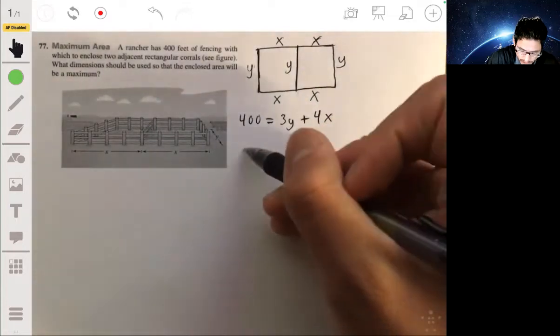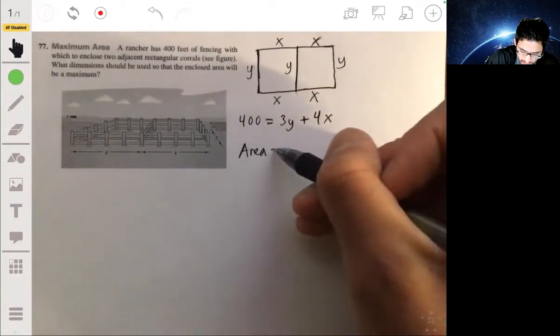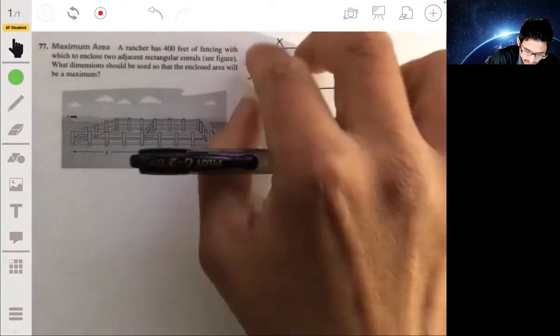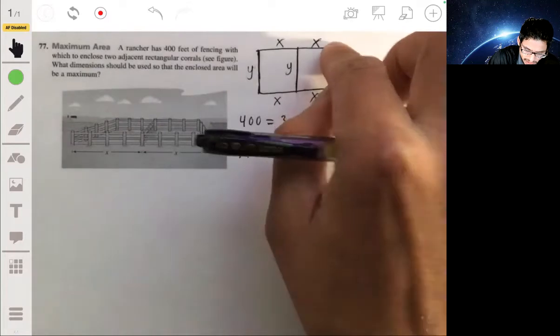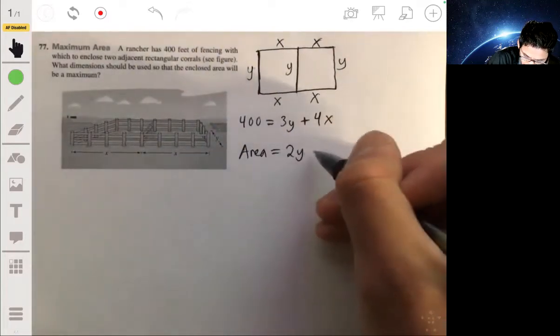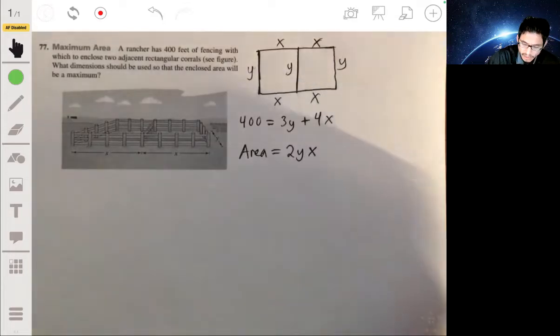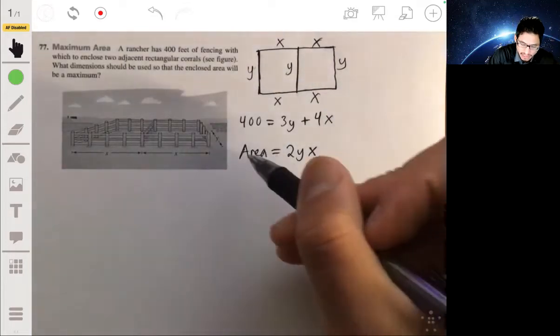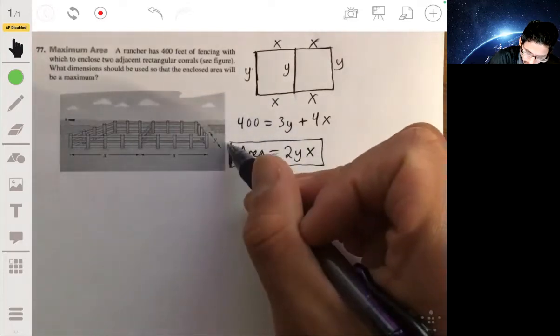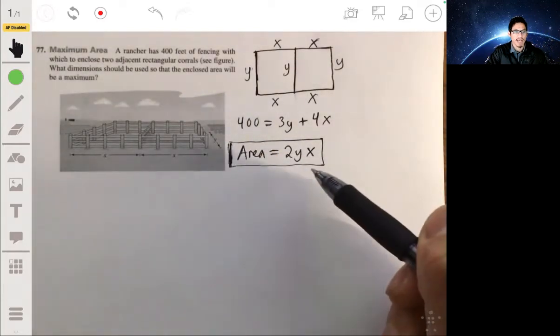Now, the area of the entire rectangle will be y, the side length, times the other side length, y times 2x. It's all the way across 2x. So we can just write 2yx. We want to optimize. We want to get the most area. So this is going to be our primary equation that we're going to have to work with.